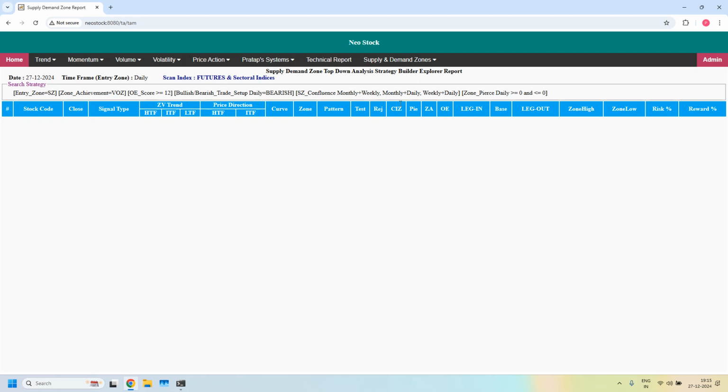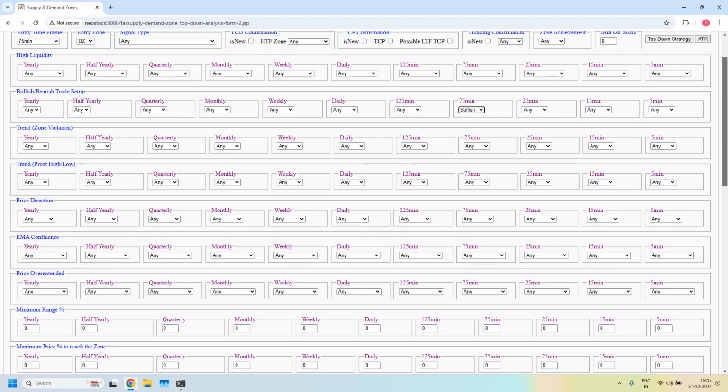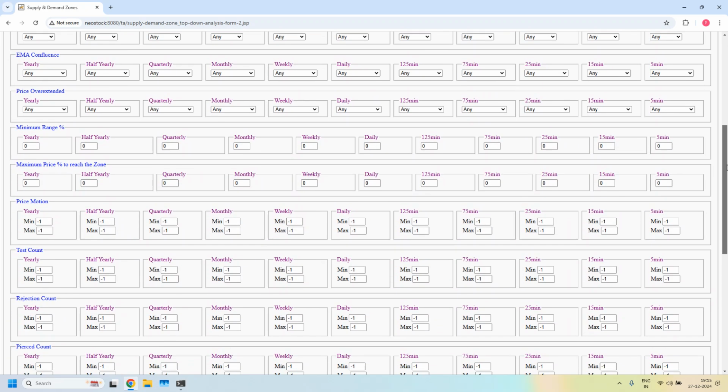Okay, next let us look for bullish trade setup for weekly income trade. For weekly income trade, entry time frame is 75 minutes. Entry zone is demand zone. In bullish or bearish trade setup at 75 minutes time frame, entry time frame, I am selecting bullish. And this 75 minutes demand zone should not be pierced.